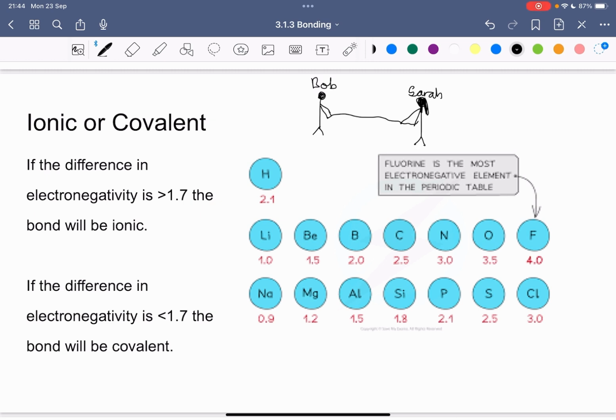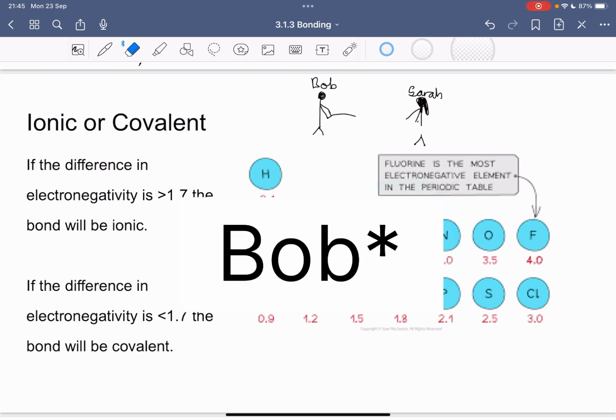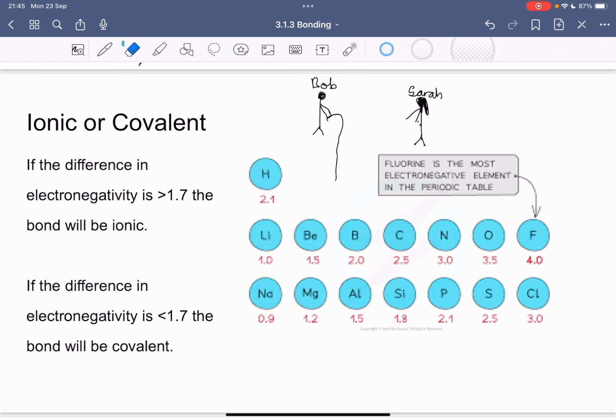Okay, so imagine you have two people, and we're going to call them Bob and Sarah, pulling on a rope, right? Like in tug of war. Now, let's say Bob's a lot stronger than Sarah. Okay, what happens when they start pulling? Well, eventually, Sarah's going to lose grip. So then she kind of just lets go of the rope. And now Bob has the whole rope to himself. This is because Bob is a lot stronger than Sarah, right?